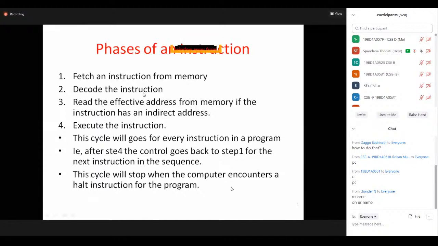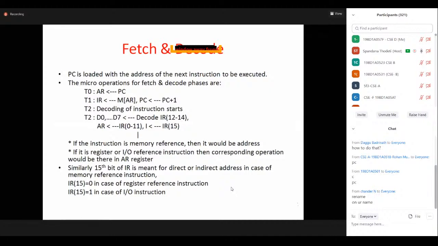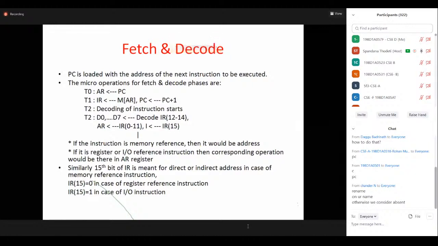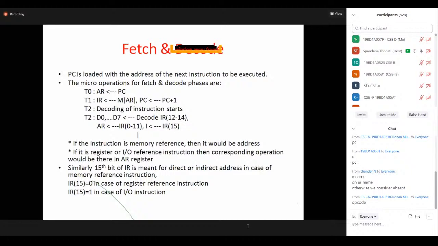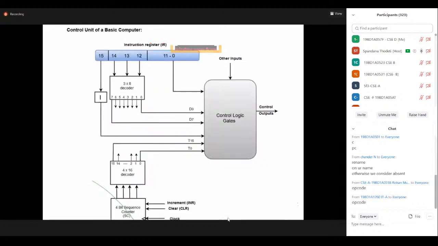Decode the instruction. Now in the last class we have seen the control organization of a basic computer. There I told you what are the 3 bits used for decoding. What are the 3 bits of your instruction register used for decoding? Can anyone tell me which 3 bits of your IR are used for decoding? Your IR is the register which is of size 16 bits, and in the 16 bits, opcode bits, that is bits from 12 to 14, are used for decoding. Just go through the previous class.